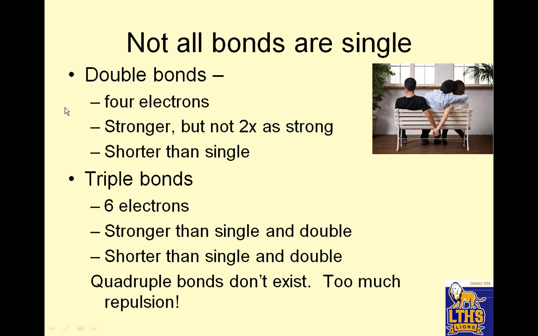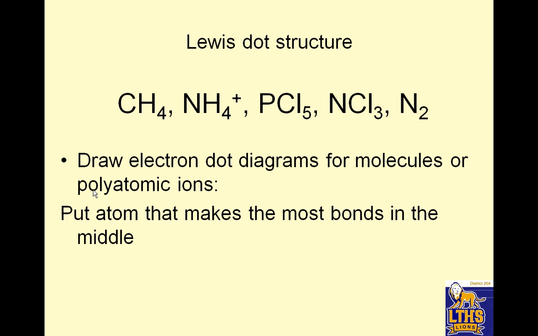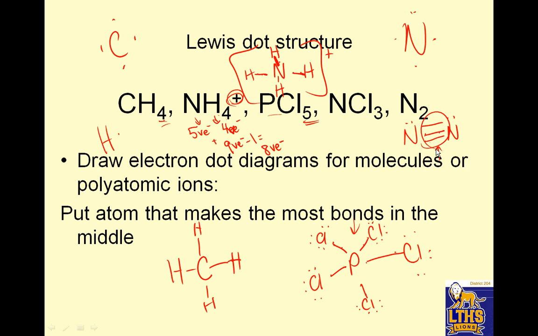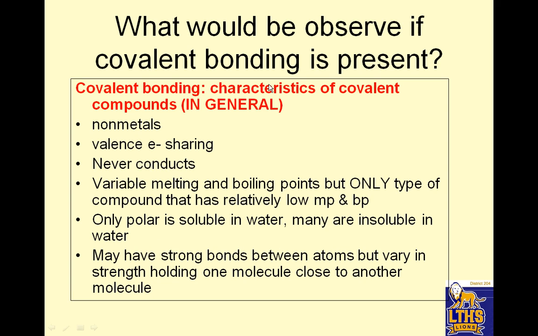Uh-oh, the bell's ringing. I've got to go to class, so I'm going to move on. Not all bonds are single bonds. We saw if they're sharing 4 electrons, it's a double bond. If they're sharing 6 electrons, it's a triple bond. Make sure you know that you can have double and triple bonds.